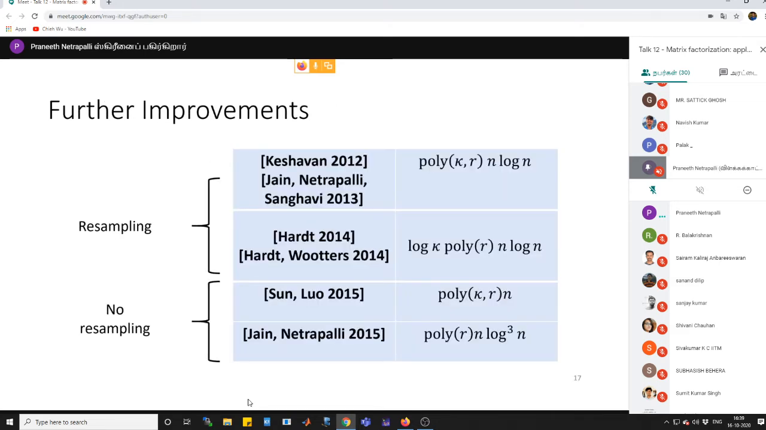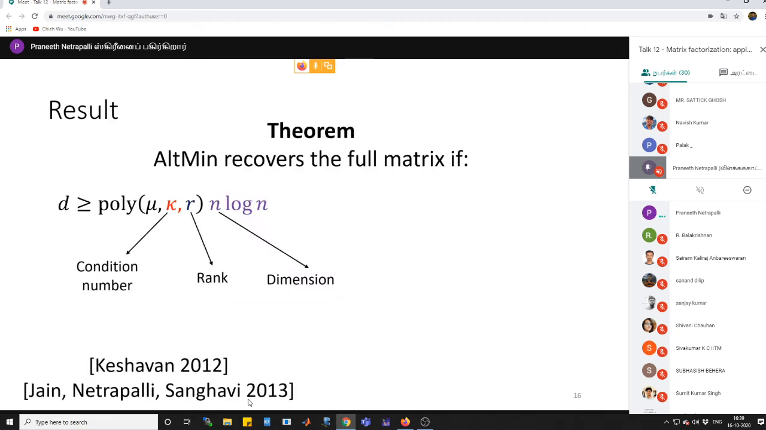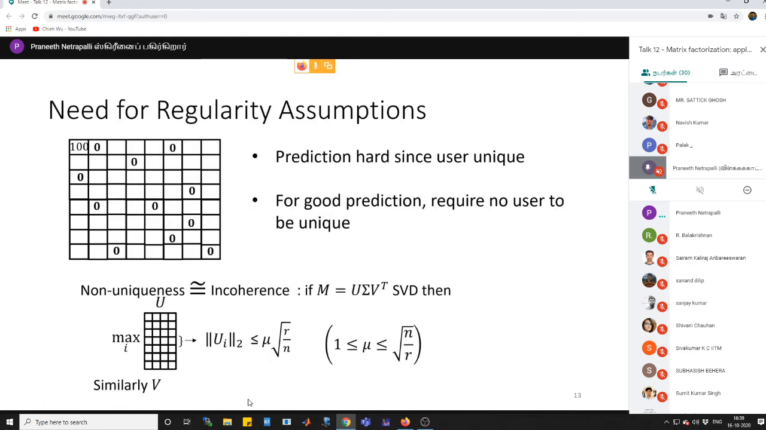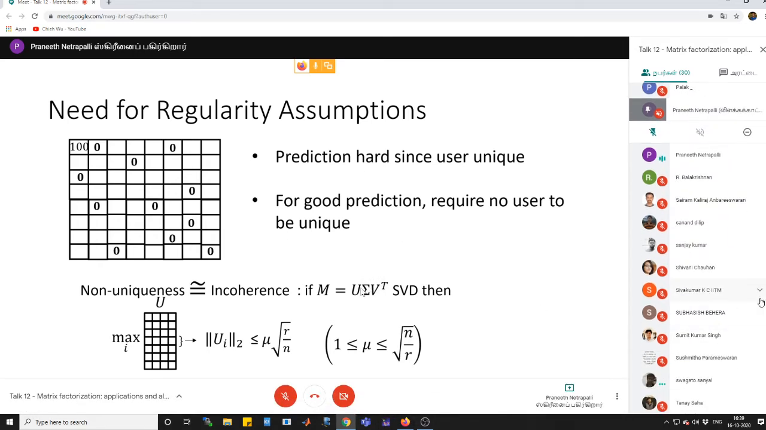Can you say once more what condition number is? Condition number. So you have the singular value decomposition of the matrix, right? Yes. So you have this M equal to U sigma V transpose, right? And the largest singular value divided by the smallest singular value, which is a quantity which is greater than 1. That's the condition number. Okay, thank you.